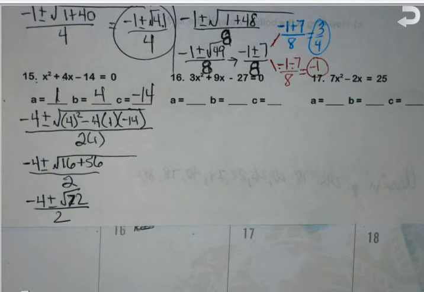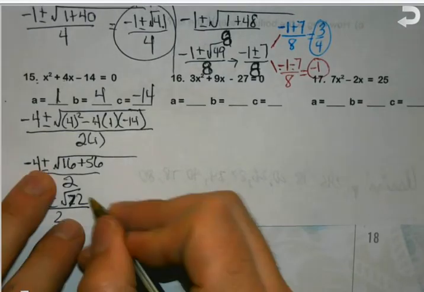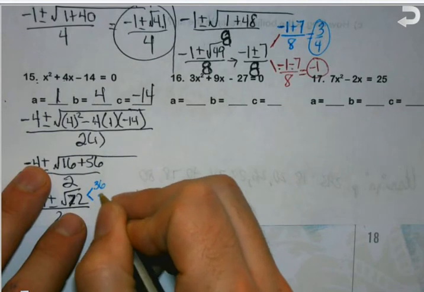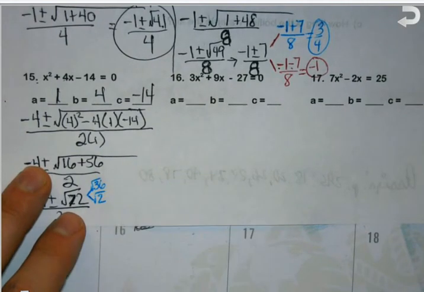But here's one slight change between this one and 12. Can I break down the 72? Yeah. Nice. Okay, 36 and 2. So I want to get the biggest one.